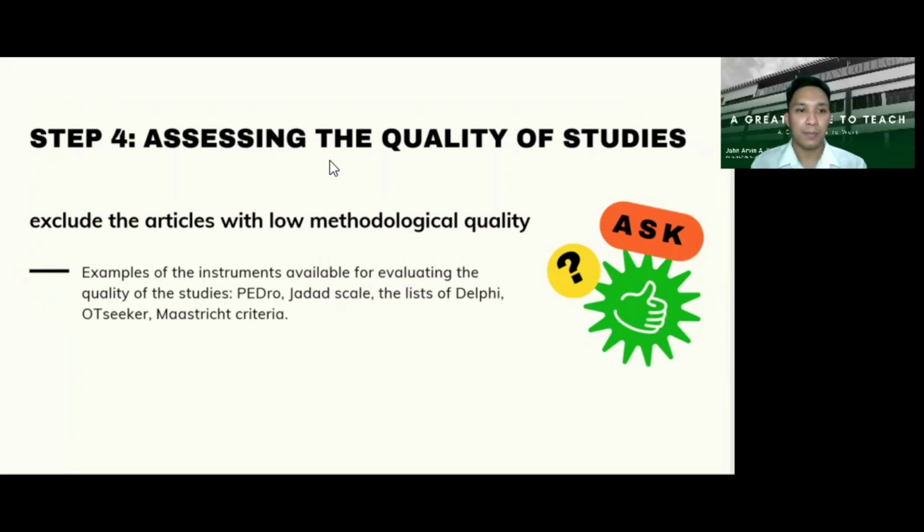Okay, so examples of the instruments available for evaluating the quality of the studies are PEDro, Jadad Scale, Delphi, OT Circular, and Maastricht criteria. Okay, so here we have to present the excluded articles as part of the selection process mentioned in step 3. Okay, so again, in step 4, we exclude the articles with low methodological quality.